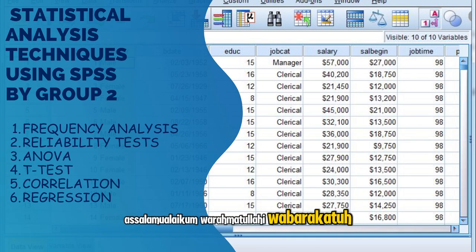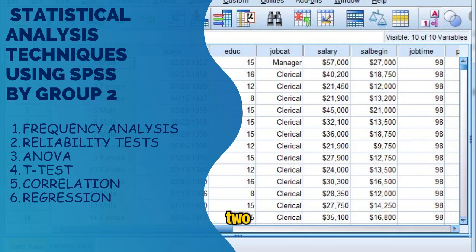Assalamualaikum warahmatullahi wabarakatuh. So we are from group 2, and in this video we will cover step-by-step how to get frequency analysis, reliability test, ANOVA, t-test, correlation and regression.